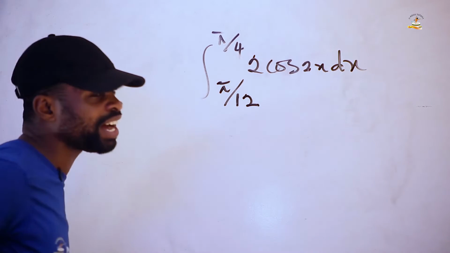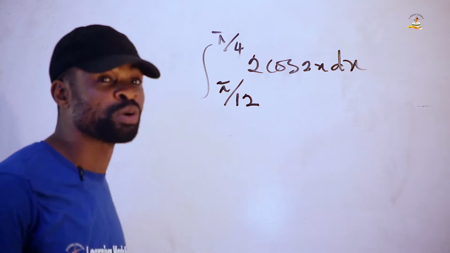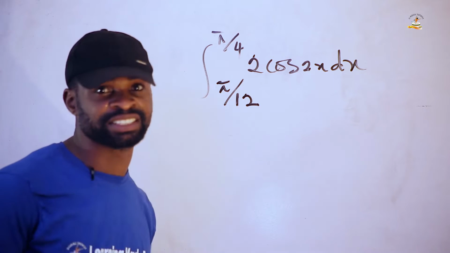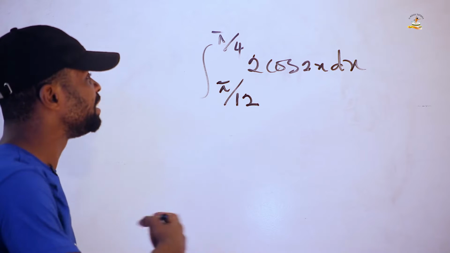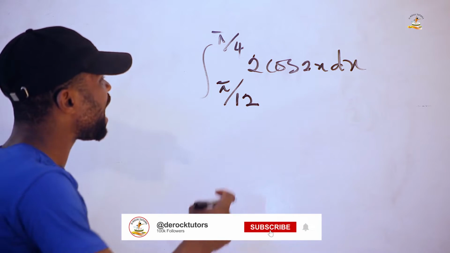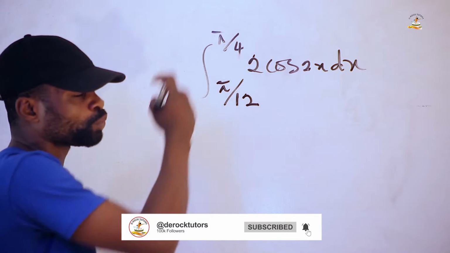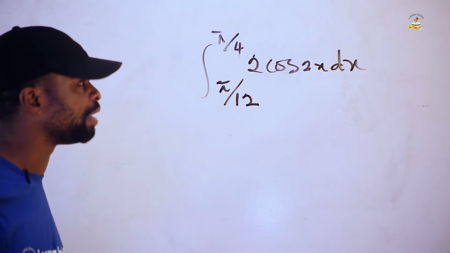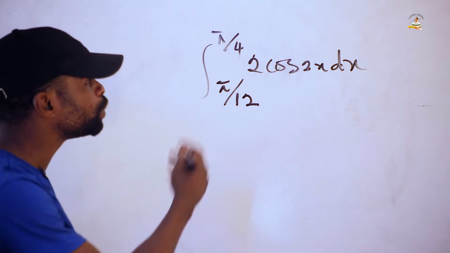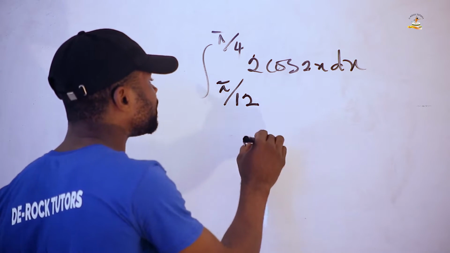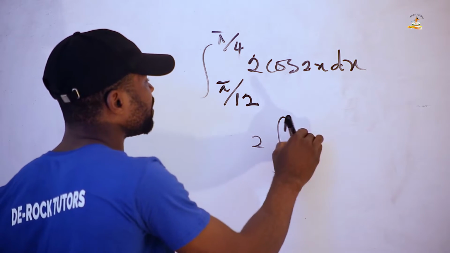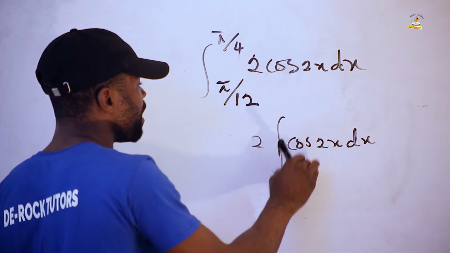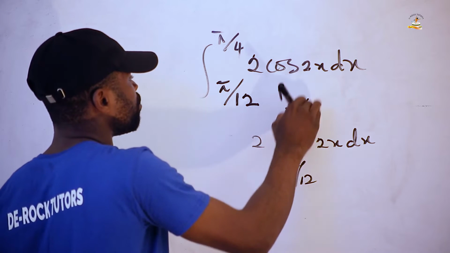This type of integral, and the one you are most likely to come across, will be a definite integral. This one is a definite integral because it has its lower bound and as well its upper bound. It is bounded below and it is also bounded above. So how do we integrate it? We let this 2, being a constant, out of the integral sign to give us this. And you have pi over 12 and pi over 4.